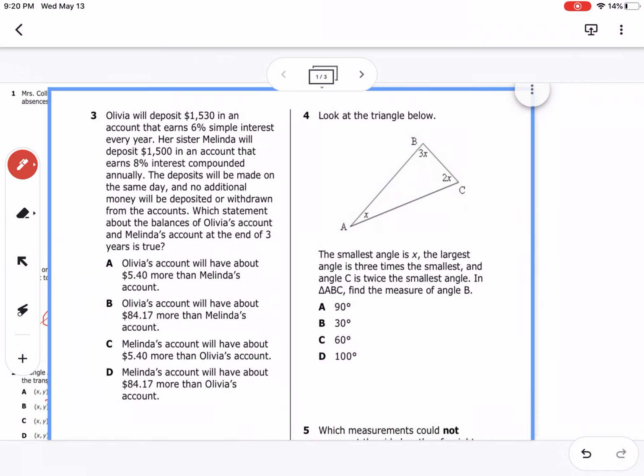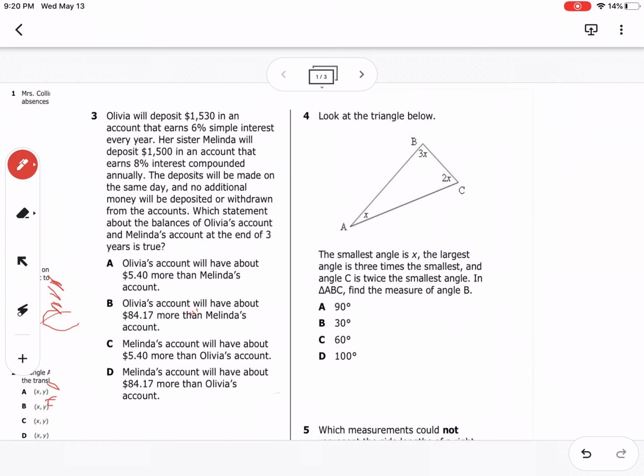So, number 4, look at the triangle below. The smallest angle is x, the largest angle is 3 times the smallest, and angle C is twice the smallest angle. In ABC, find the measure of angle B. So this sounds pretty wordy. Everything's kind of jumbled together in words. Nothing to worry about. It's a little stressful, but it's easier than what you think.